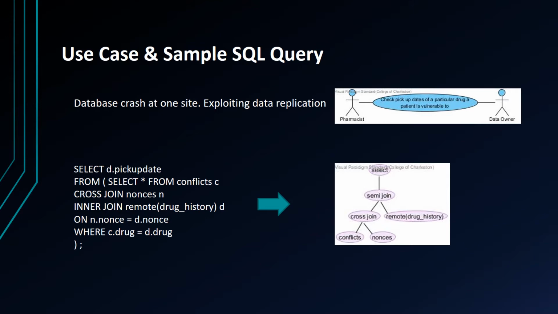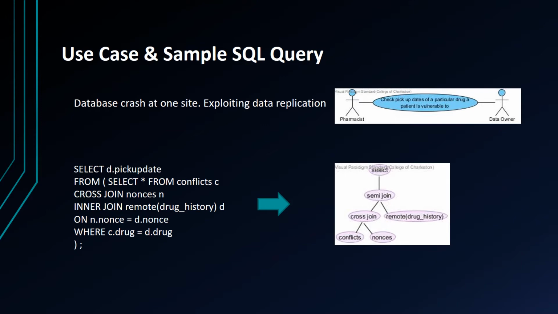And you can see that the join is performed on matching attributes, like the nonces attribute of the nonces table and the nonces attribute of the drug history table. And we also have another predicate in the where clause. This is the constraint that when the inner join is performed between the cross join result and the remote table, that is the drug history, both are to be joined based on the matching attribute, that is drug.